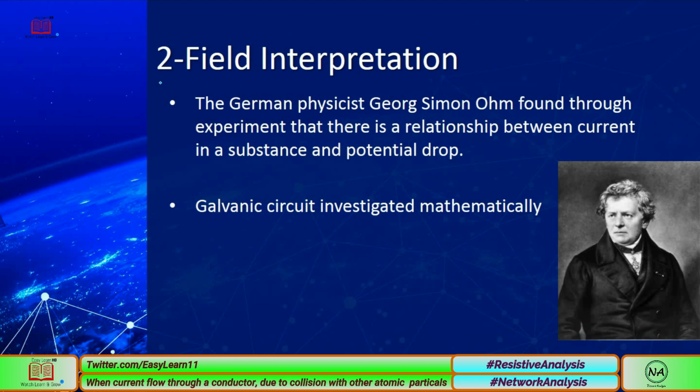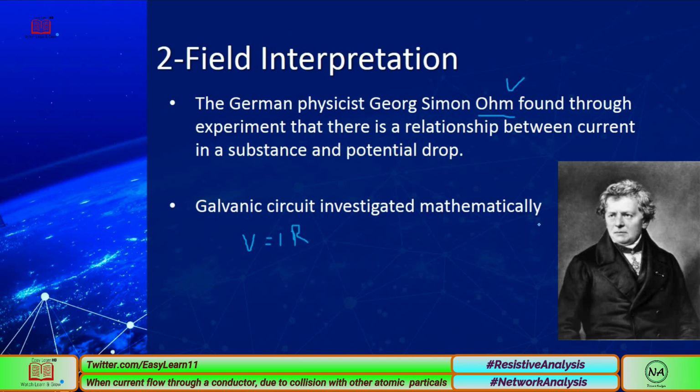Now let's move toward the second, the field interpretation. Before going towards the field interpretation, let's take a look at the German physicist Georg Simon Ohm. You can see the picture of the scientist here. You are very much familiar with Ohm's law. To give him the credit, we use the name Ohm for the law. That is Ohm's law: V = IR. You must be familiar with this law. That is a very basic law.